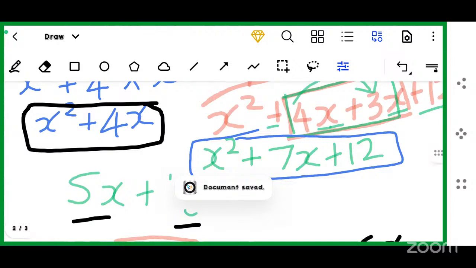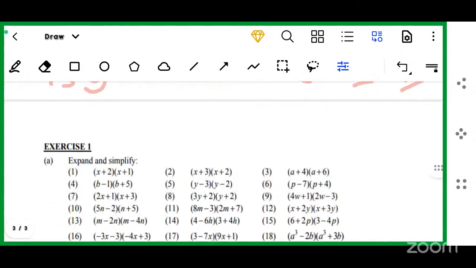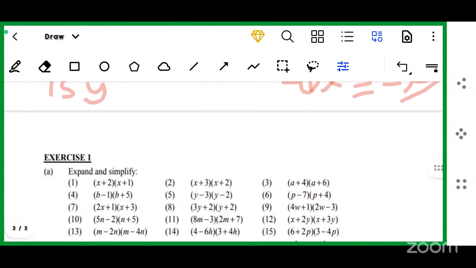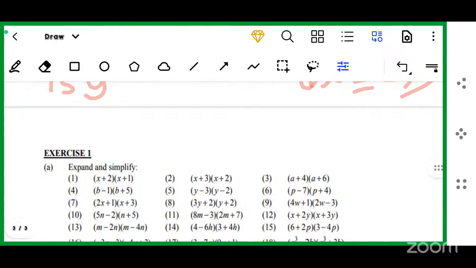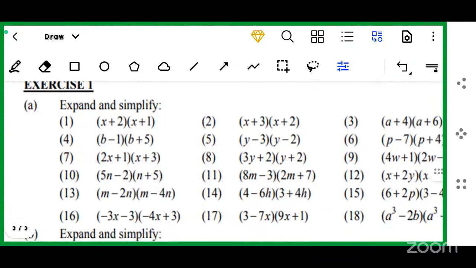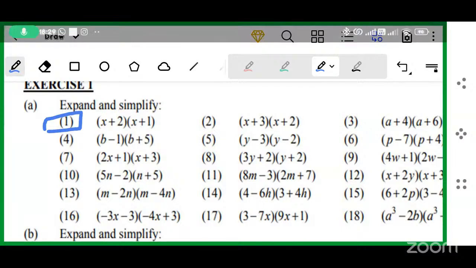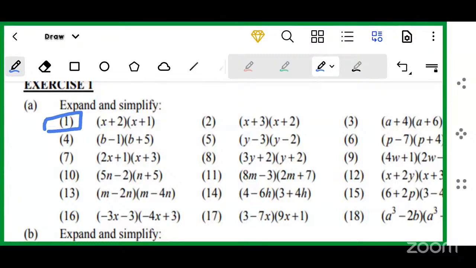Okay, so let me give you one that you can try on your side. Can you please try number 1? Ma'am, who must try it, both of us or only I? You can do it, both of you, and then let me know the answer. Or do you want me to give you another example before we do this? Yes, ma'am. Okay, let me just give you another one.